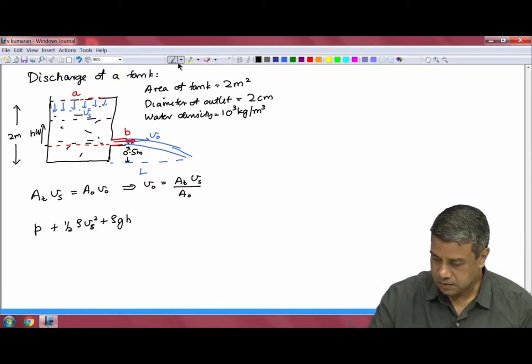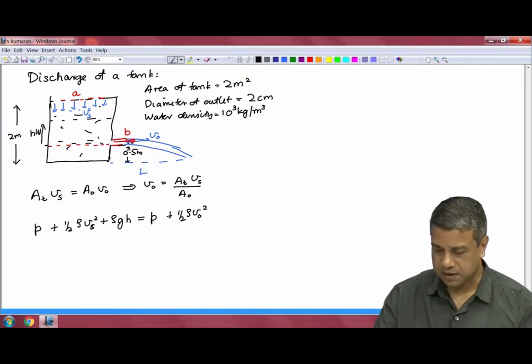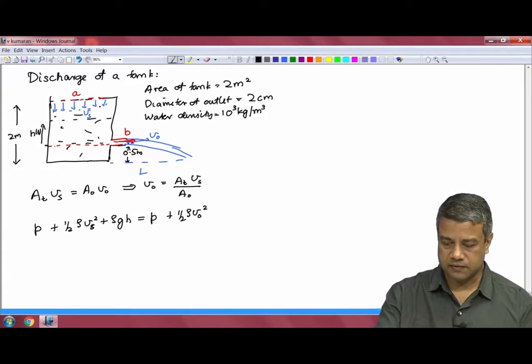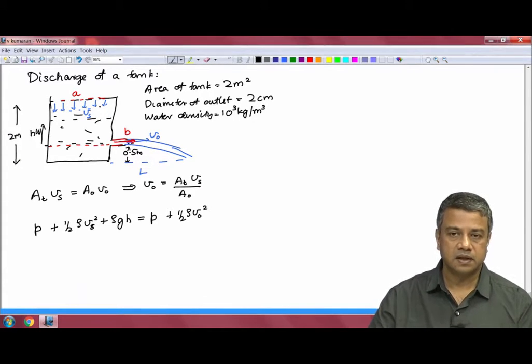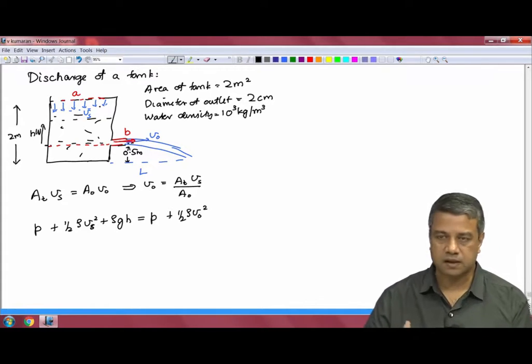This has to be equal to the pressure plus half rho times the velocity at the outlet square. At the outlet, the height of the fluid is equal to 0 above this reference level. I can take any reference level and calculate the height with respect to that. I could have done it with respect to the bottom of the tank, but I have taken the reference level as the height of the outlet.